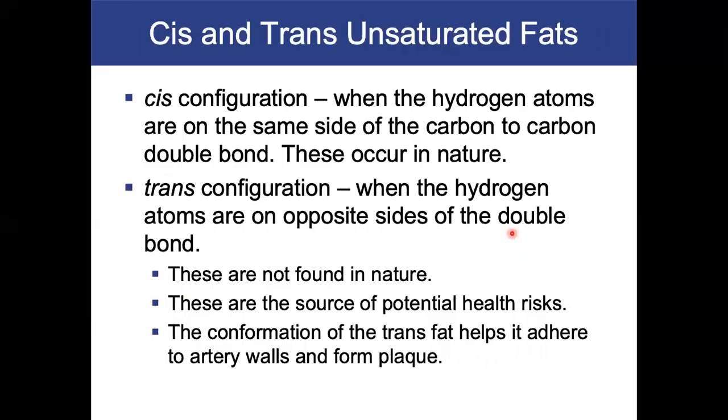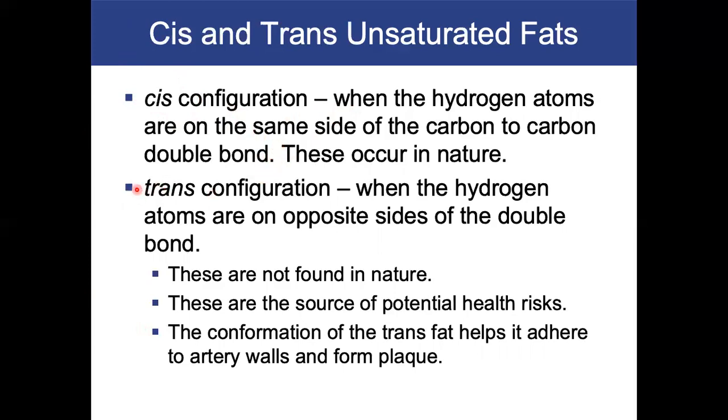Let's talk about cis and trans unsaturated fats. Okay, what the heck is the difference? You guys have heard of trans fats, right? But let's get into why they're called that. So cis fats, or cis configuration, is when the hydrogen atoms are on the same side of the double bond. These guys occur in nature, right? So our bodies are evolutionarily designed to break them down. They're found in nature, and our bodies evolved to break them down.